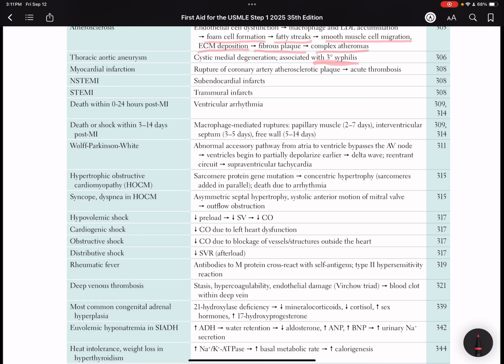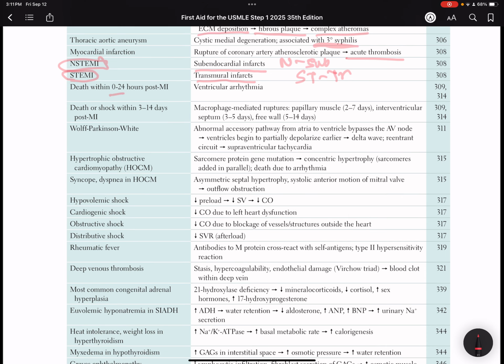What is myocardial infarction? Rupture of coronary artery atherosclerotic plaque causes acute thrombosis. What is NSTEMI? NSTEMI is subendocardial infarct. STEMI is transmural infarct. Death within 0 to 24 hours post MI is because of ventricular arrhythmia. So ventricular arrhythmia can cause death within 24 hours.